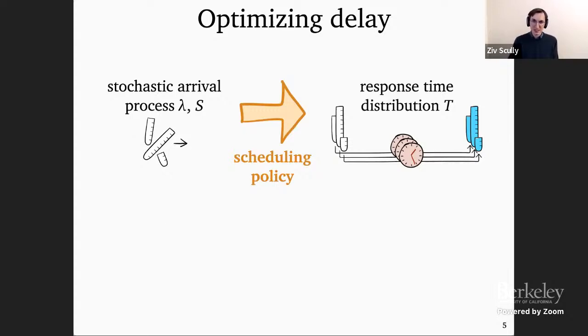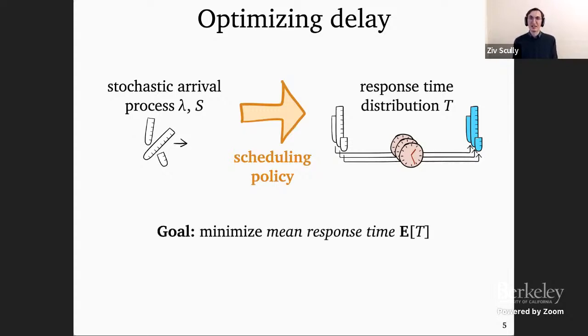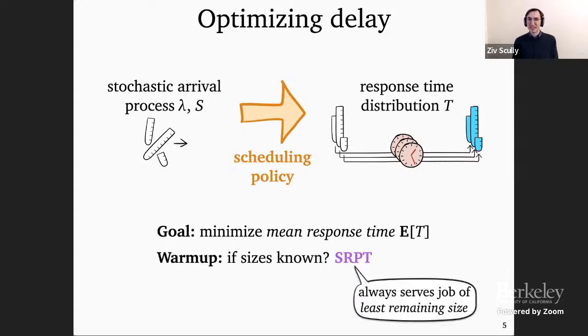And so our goal today is to design a scheduling policy that minimizes mean response time, or at least gets it as low as possible in some way. So as a warm-up, how should we schedule if we know job sizes exactly, if there's no noise at all? Well, I told you earlier that it's generally a good idea to serve short jobs ahead of large jobs. The policy that takes this to its natural conclusion is called SRPT, shortest remaining processing time. This always serves the job of least remaining size in preemptive fashion. So if a short job arrives, it'll switch to that short job.